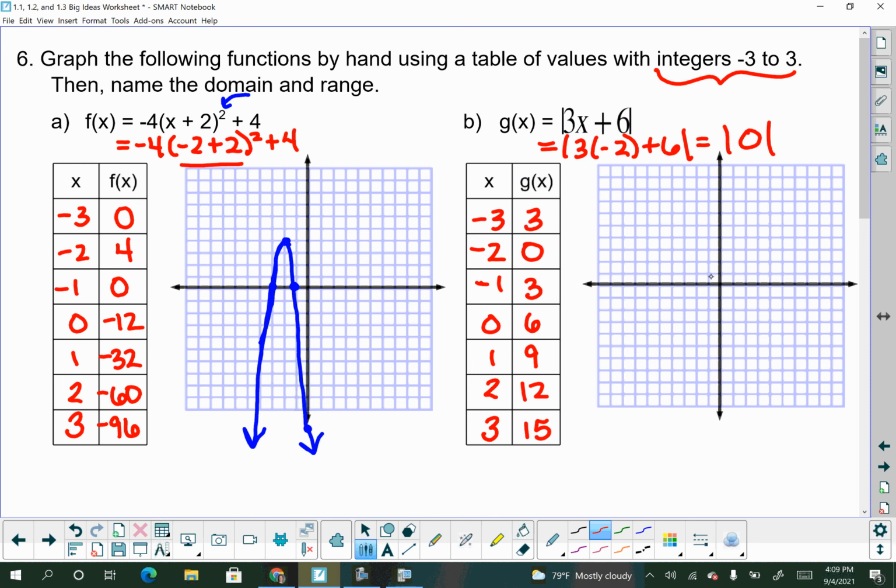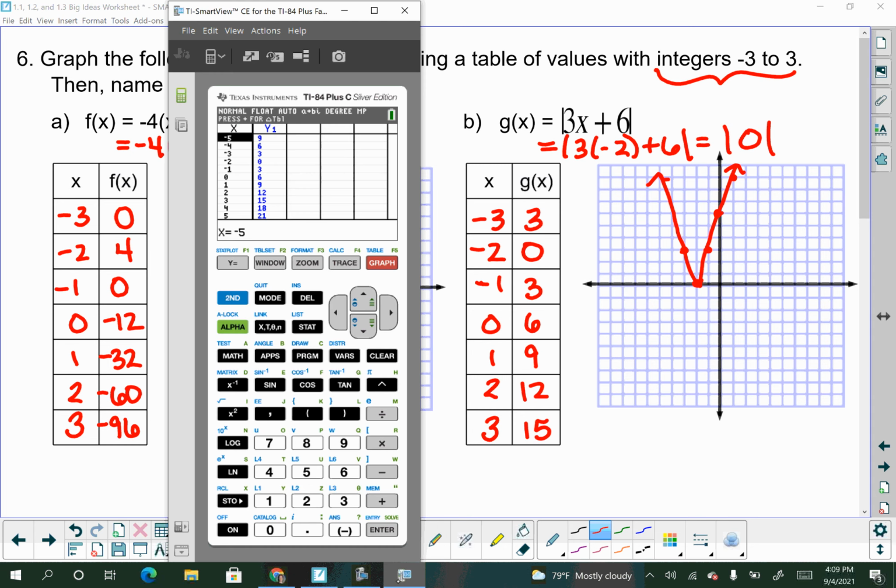Okay. Negative 3, I'm at 3. Negative 2, I'm at 0. Negative 1, I'm at 3. 0, 6; 1, 9. And again, we get to a point where it's going to go off my graph. Absolute values make almost a U shape, but it has a sharp corner at the bottom. It makes a V shape.